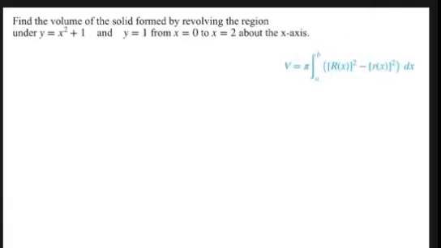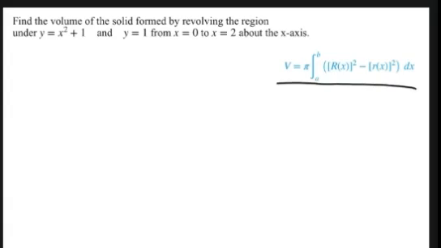Next, we're going to find the volume of the solid formed by revolving the region bounded by y equals x squared plus 1 and y equals 1 from x equals 0 to x equals 2 about the x-axis. Now we switch to washers. Why? Because the region is between two curves, and when we revolve it around the x-axis, there's a gap in the middle. So the washer formula is shown on the top right.